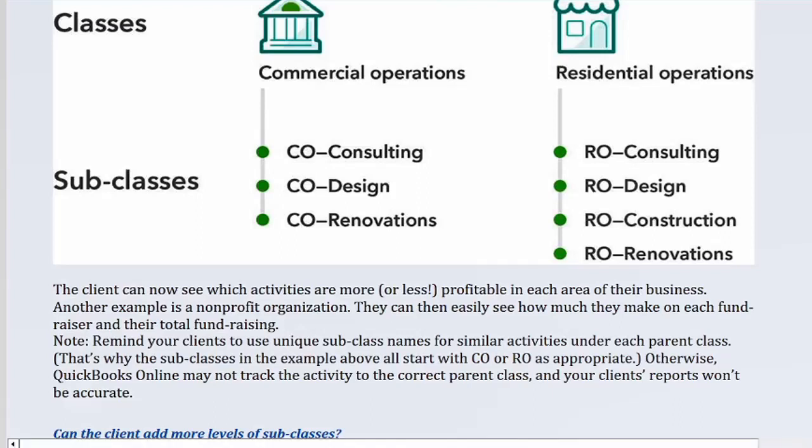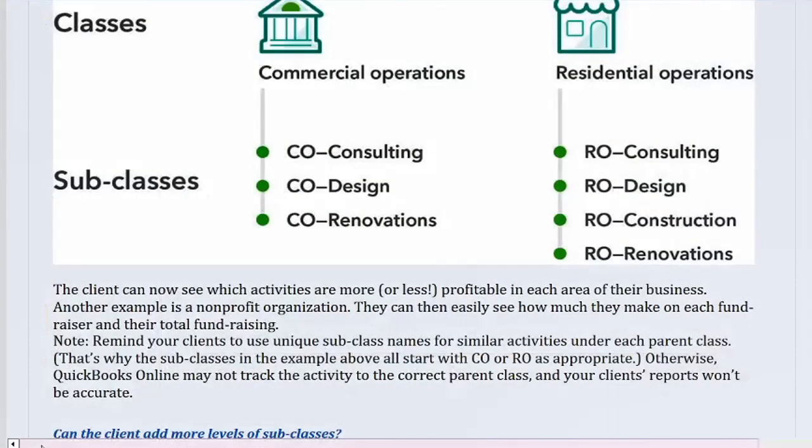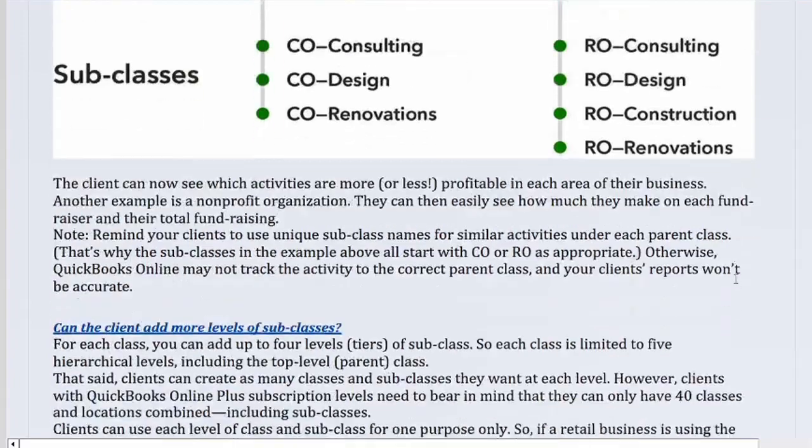Another example is a nonprofit organization. They can then easily see how much they make on each fundraiser and their total fundraising. Note: remind your clients to use unique subclass names for similar activities under each parent class. That's why the subclasses in the example above all start with CO or RO as appropriate. Otherwise, QuickBooks Online may not track the activity to the correct parent class, and your client's reports won't be accurate.